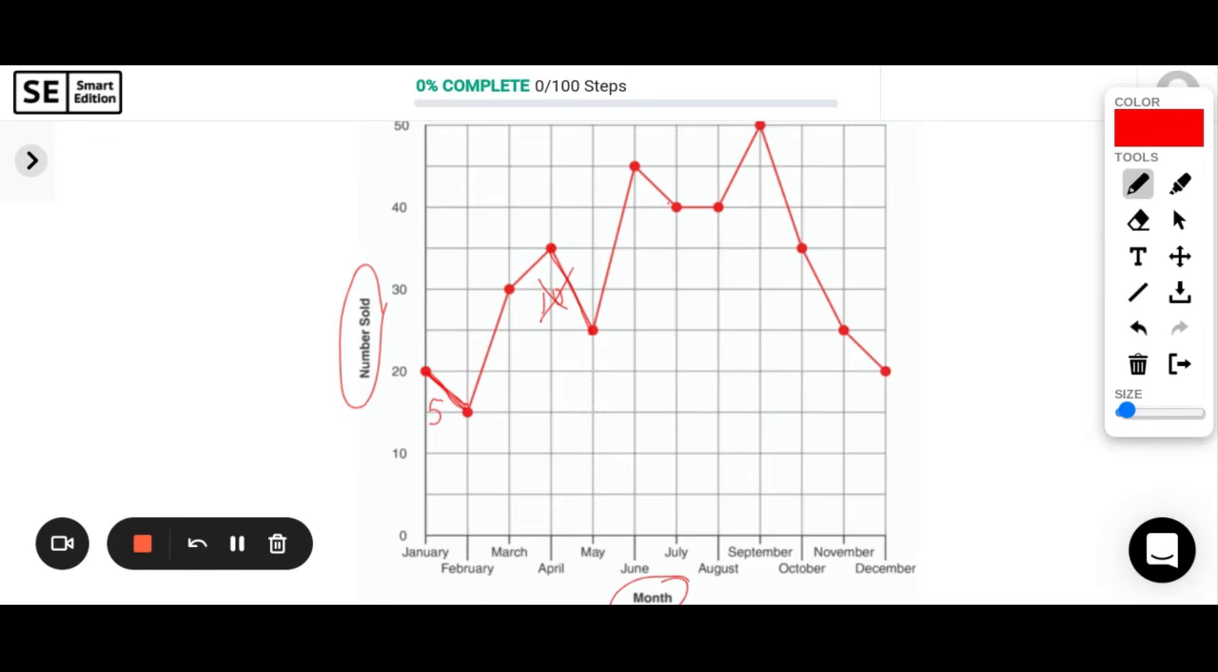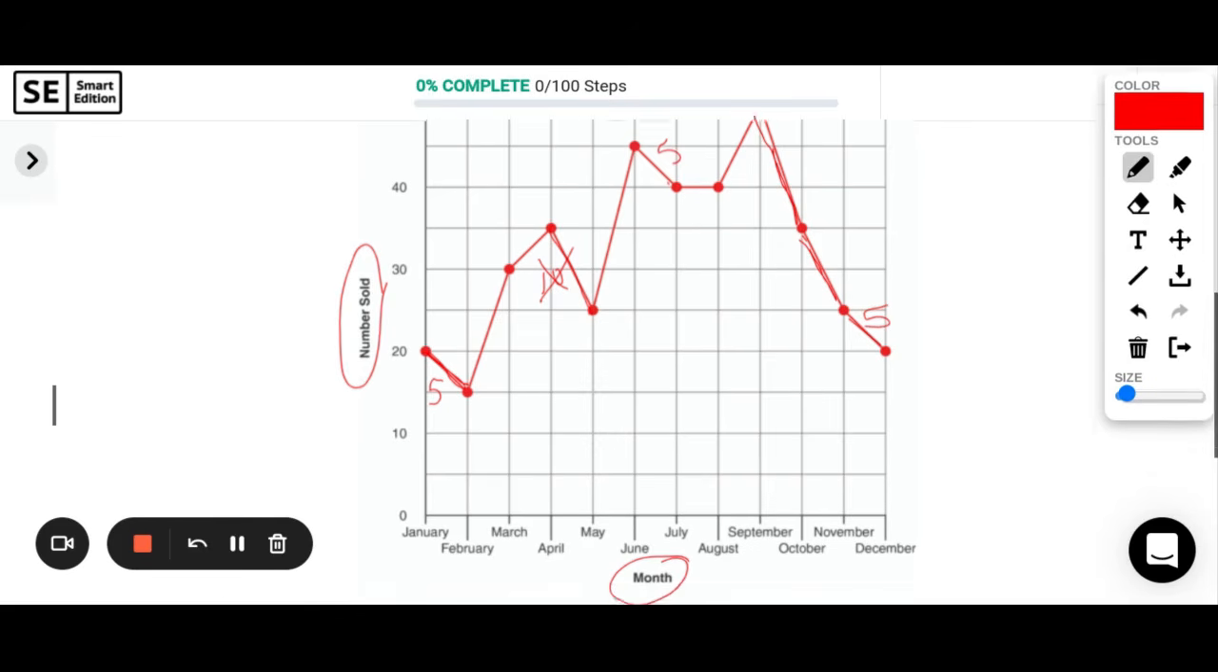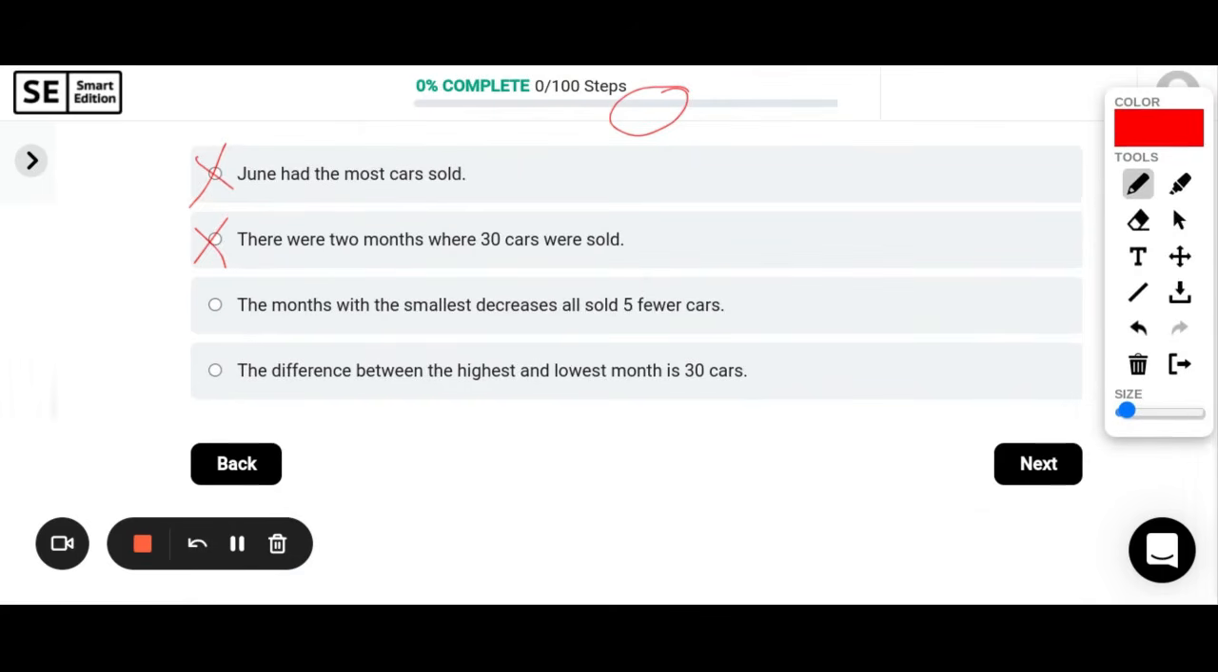I see a decrease here, 45 to 40. That is also 5. That looks like more than 5. And then this one is also 5. So it looks like all the ones with that smallest decrease do indeed have 5.